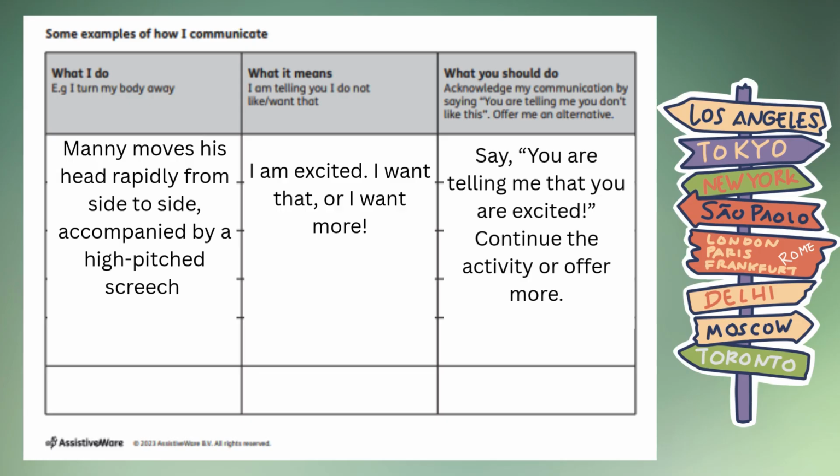Adults should start by acknowledging the communication. In this case, they might say to Manny, "You're telling me that you are excited." Then reinforcement is offered. In this case, continue the activity or offer more.